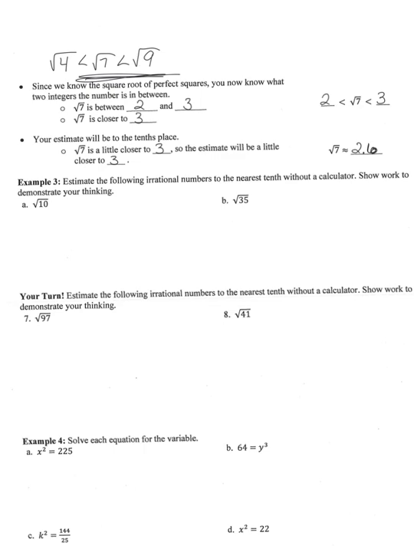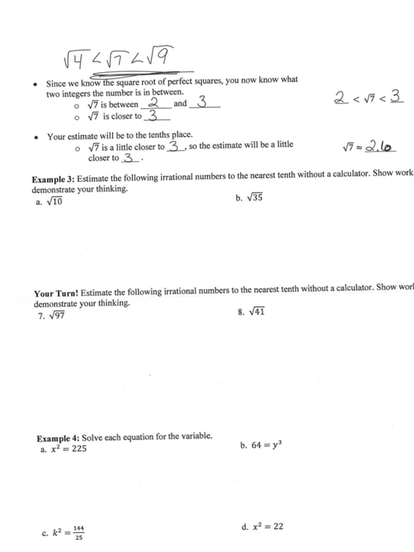So now let's look at example 3. So here for part A, we have the square root of 10. So we're going to estimate what irrational number the square root of 10 would be. So just like what we did with the square root of 7, we're going to do the same thing here. So we're going to look at our list of those perfect squares that the square root of 10 falls between.